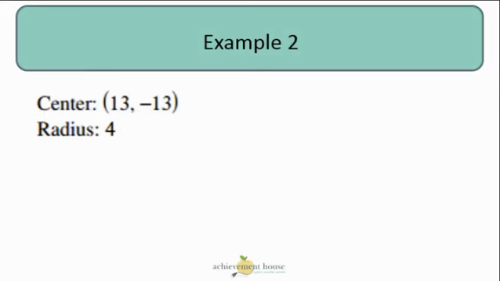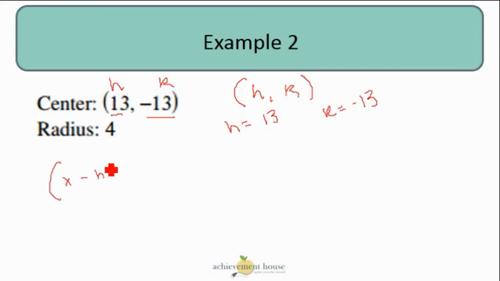Now you may be given the radius and the center of a circle and asked to write the equation for the circle. So the center is 13, negative 13, and I know that means I have h and then I have k. So h is going to be 13 and k equals negative 13. If I'm writing my equation, I have x minus h squared plus y minus k, all that squared, equals r squared.